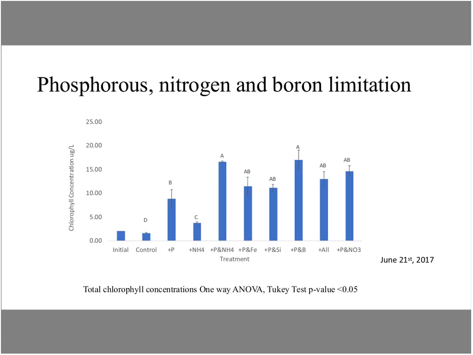Here the graph shows a little bit later, we collected another sample on June 21st. This is showing a phosphorus, nitrogen, and boron limitation. So phosphorus here, nitrogen, and boron. The letters above these bars represent different groups of significance.